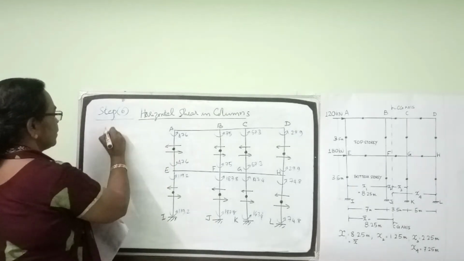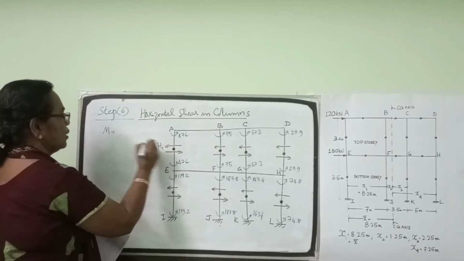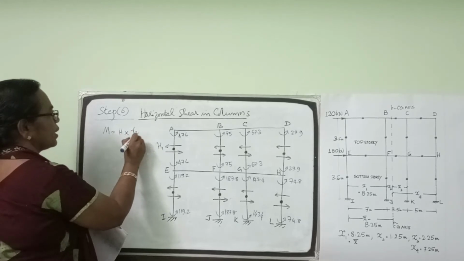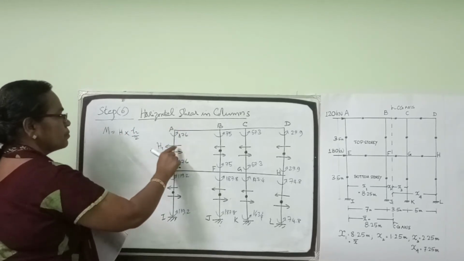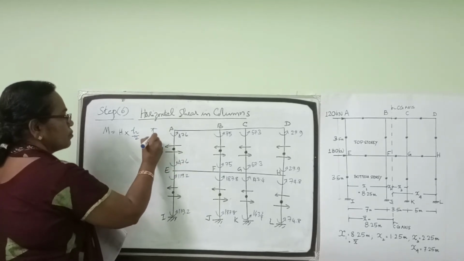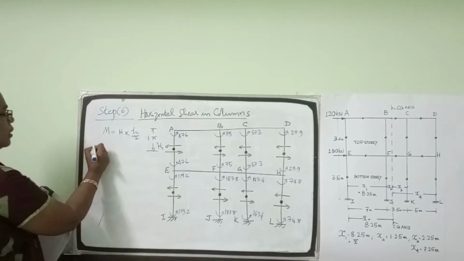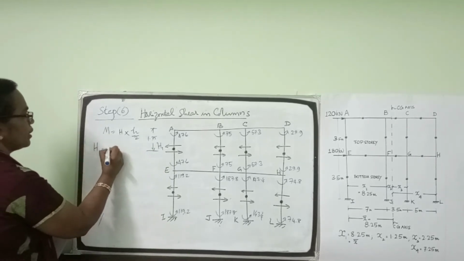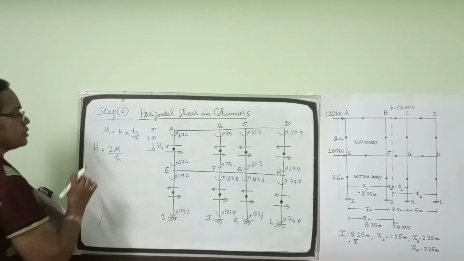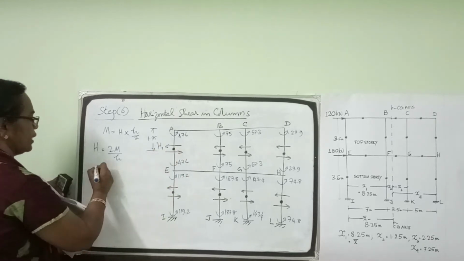So we know the bending moment M is equal to the horizontal shear H1 into the column height H by 2. The moment in the column is equal to the horizontal force into this H by 2. This H by 2 is 1.75. If so, what will be H1? H1 will be equal to QM divided by H. From that we can get the horizontal shear in column AE.